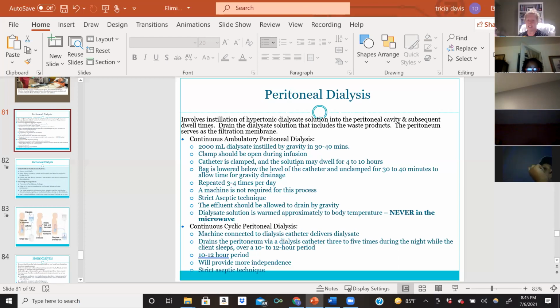For this, you need a machine. This is connected to a dialysis catheter, which is going to deliver that dialysate to the patient. You drain the peritoneum via another dialysis catheter. This happens 3 to 5 times during the night while the client sleeps. So it happens over a 10 to a 12-hour period. And this also needs a strict aseptic technique.